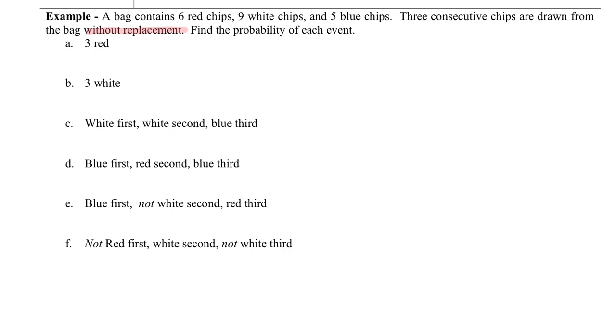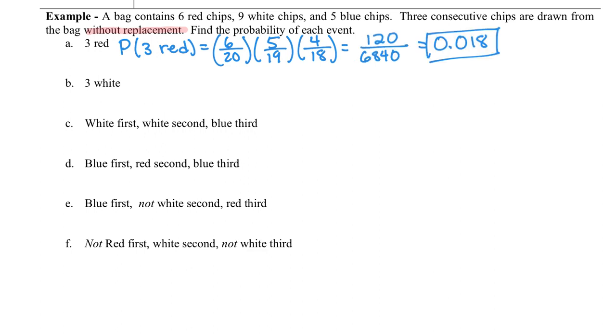So the first one is going to be 3 red, which gives us 6 out of 20 times 5 out of 19 times 4 out of 18, which is 120 out of 6,840, which equals 0.018. I'd like you to try 3 white on your own. Let's see what answer you can get there.